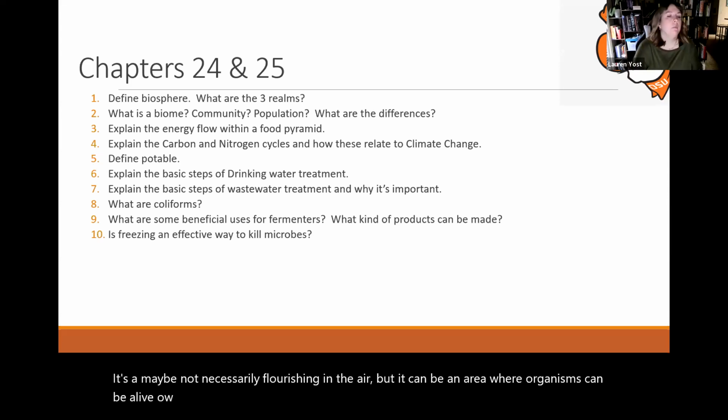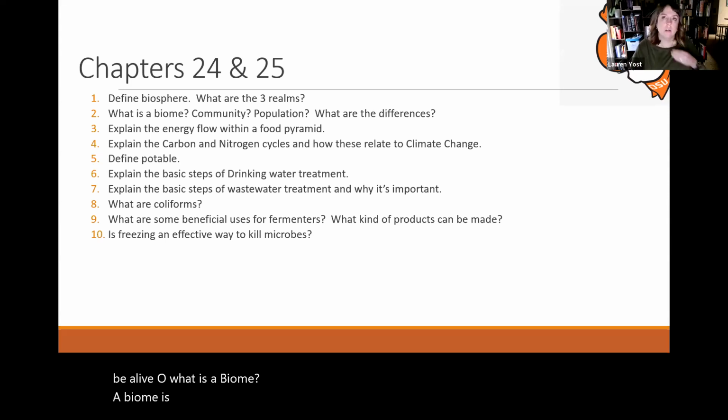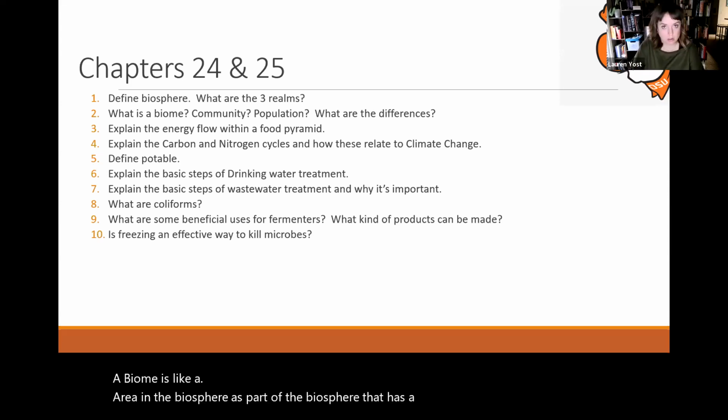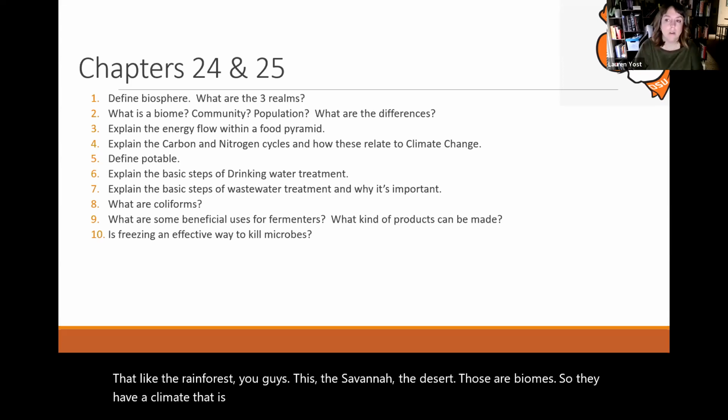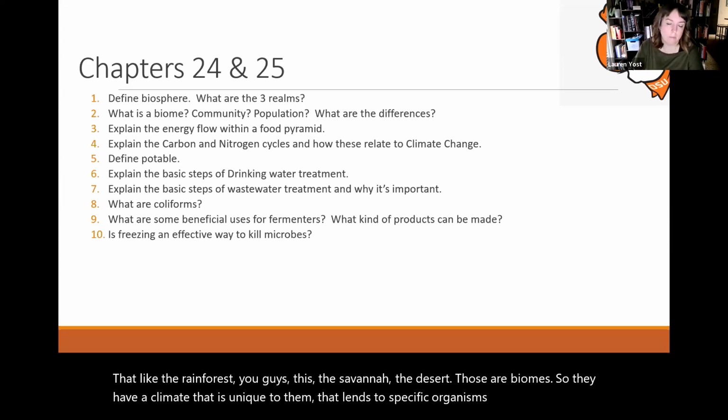So what is a biome? A biome is an area, as part of the biosphere, that has a certain climate and type of flora and fauna and that sort of thing. Like the rainforest, you guys know this, the savanna, the desert, those are biomes. They have a climate that is unique to them that lends to specific organisms being able to survive there and flourish there.